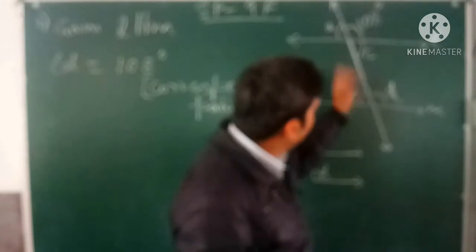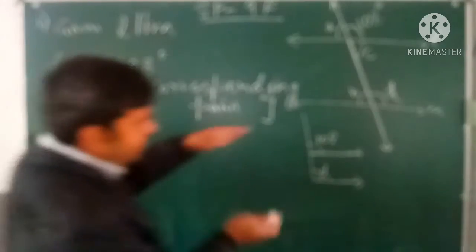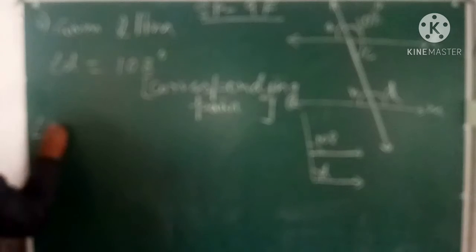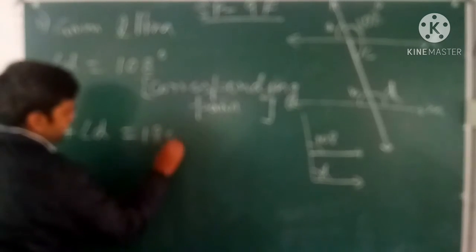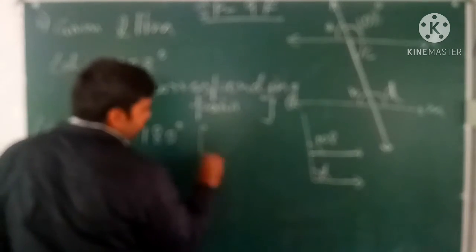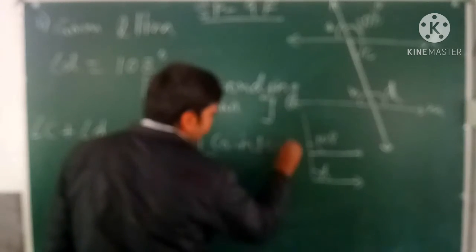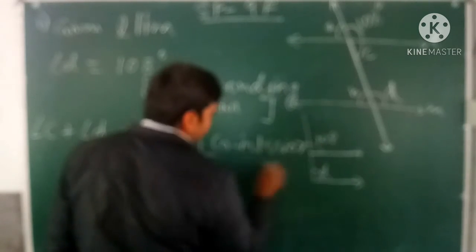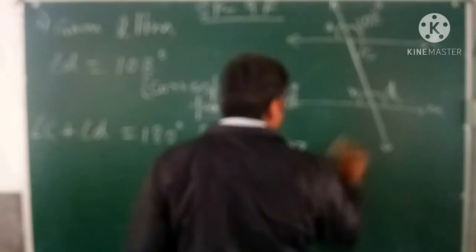Now C and D are the co-interior pair. Angle C and D are the co-interior pair. Both are lying inside the parallel lines on the same side of the transversal. What you write? Angle C plus angle D is equal to 180 degree. Reason what you put? Co-interior pair.